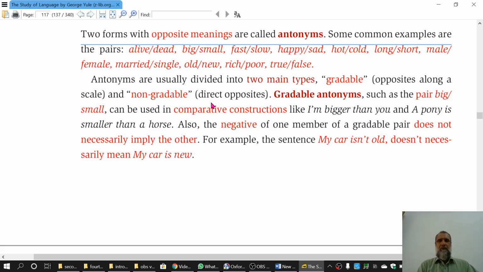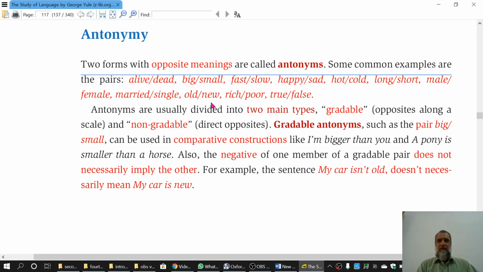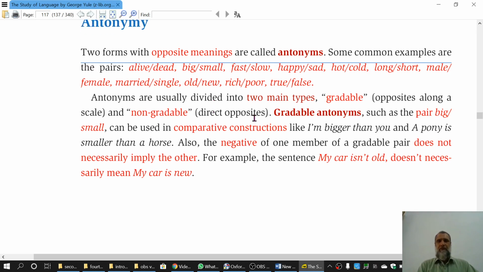There are two types of antonyms. One type of antonym is called gradable antonyms, and the other are called non-gradable antonyms. Gradable because they can be graded. For example, if we take the pair big and small, they can be used in comparative constructions, like I am bigger than you, or a pony is smaller than a horse. So this comparative construction is possible in gradable antonyms.